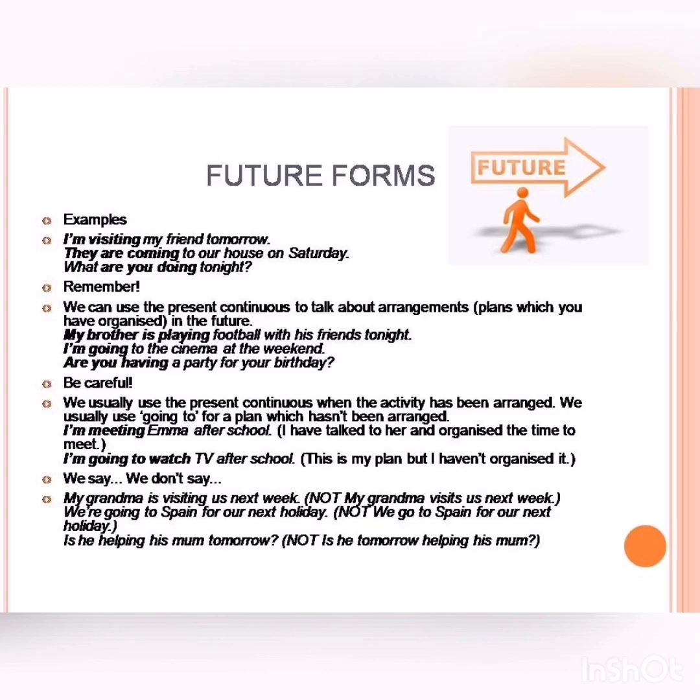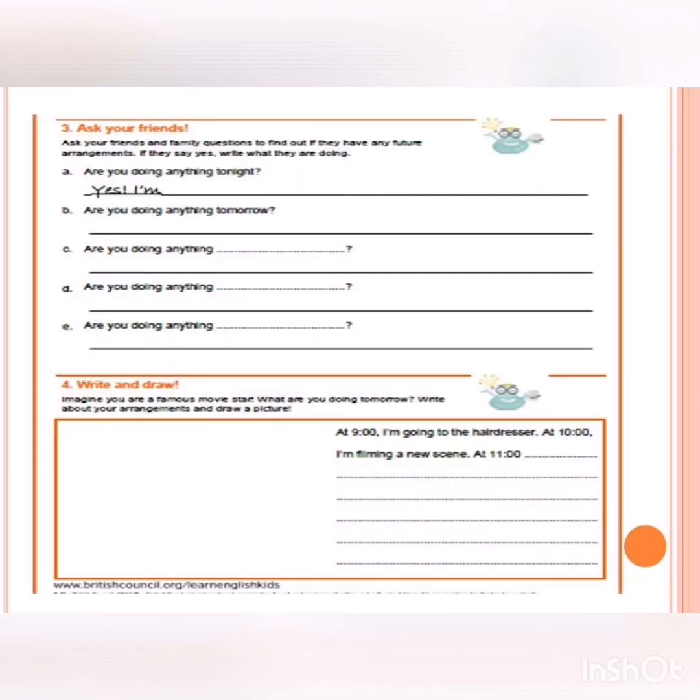We say and we don't say. My grandma is visiting us next week. Not my grandma visits us next week. We're going to Spain for our holiday. Not we go to Spain for our next holiday. Is he helping his mom tomorrow? Not is he tomorrow helping his mom. That will be wrong. And finally, the third exercise.